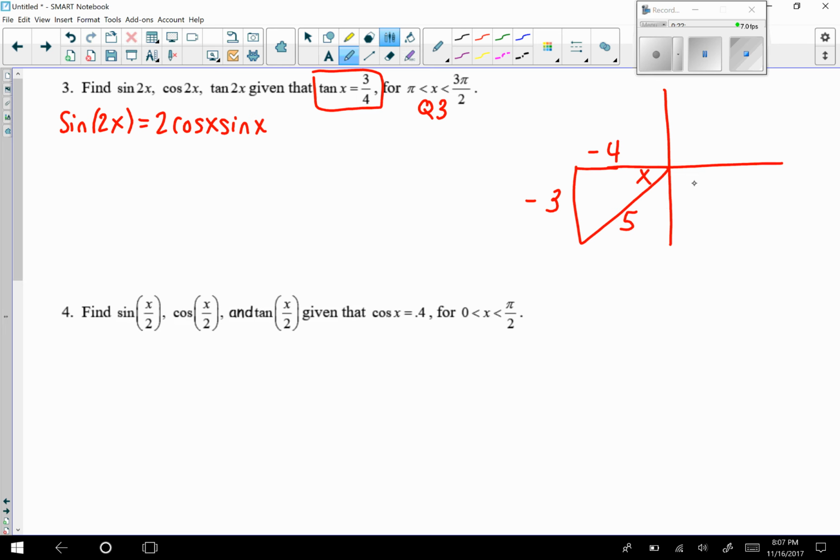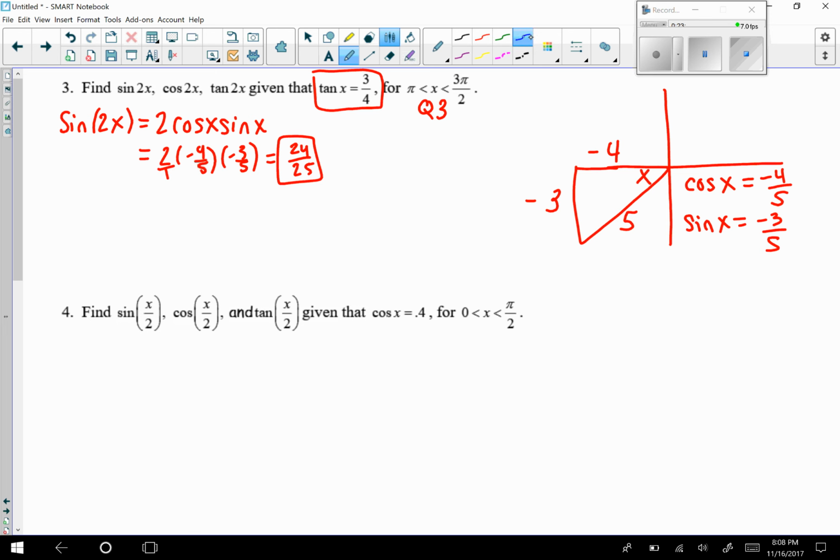So now we know that the cosine of the angle is equal to adjacent over hypotenuse, which is negative 4 over 5, and the sine of the angle would be equal to the opposite over hypotenuse, negative 3 over 5. And now I can substitute those values in for cosine x and sine x. So this would be equal to 2 times negative 4/5 times negative 3/5. Then I'm just going to multiply straight across and then simplify. Negative times a negative is positive. So positive, this is really 2 over 1, so that would be 24 over 25.